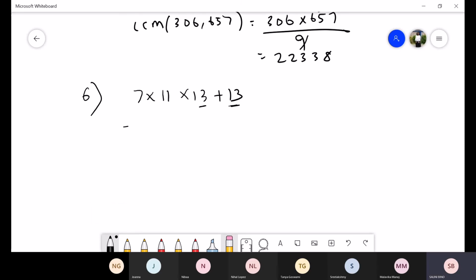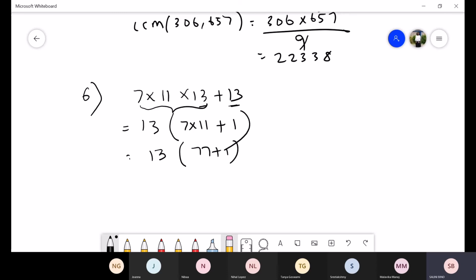So what I'm going to do is take 13 as a common factor. From the first expression I will have 7 into 11, then plus 1. I have taken 13 as a common factor from both terms. Now listen, this will become 13 into, what is 11 into 7? 77 plus 1, it is 78. So 13 into 78.